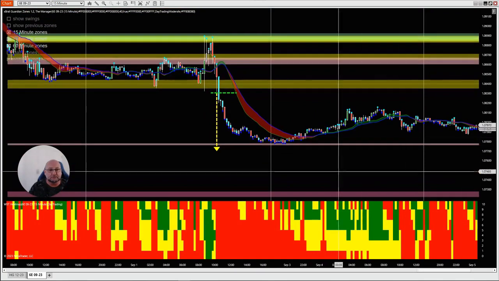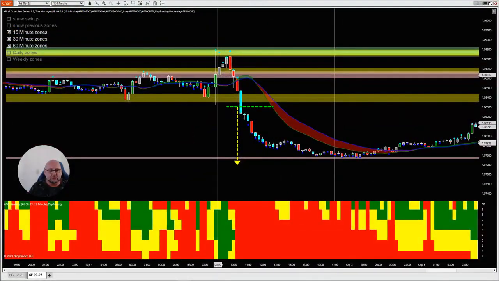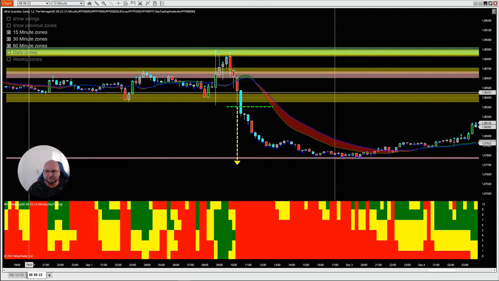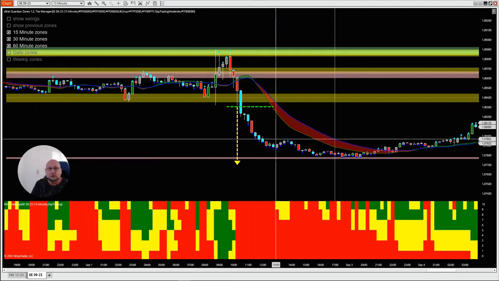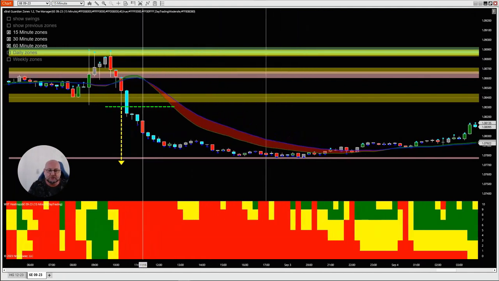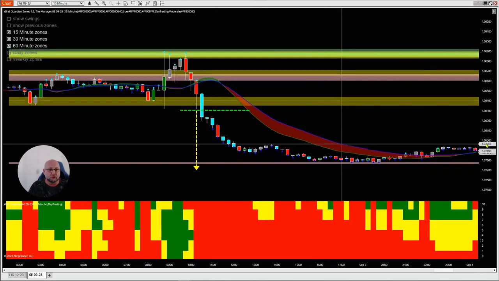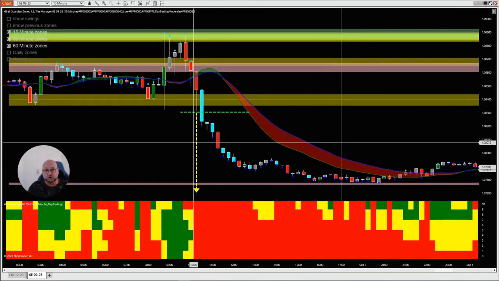So what we have here is we've got data coming in at around about 8:30. 8:45 is the candle for the reaction there. You see this big green candle at this point here. So at this moment in time, we don't trade the data. We wait for the reaction and look for trading opportunities.